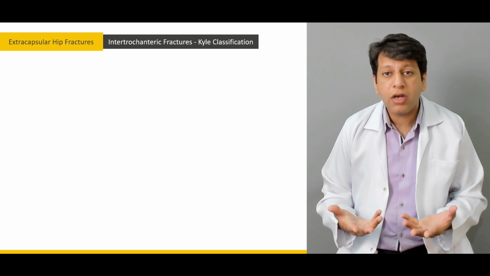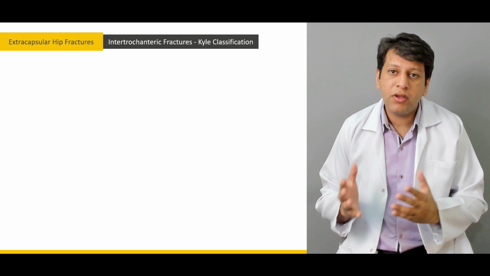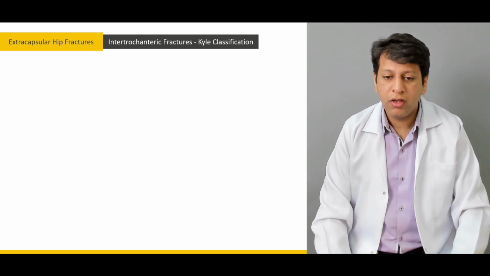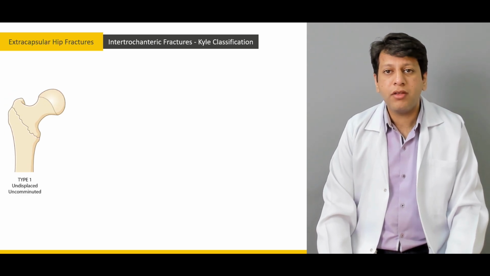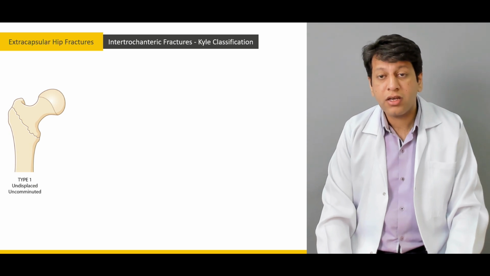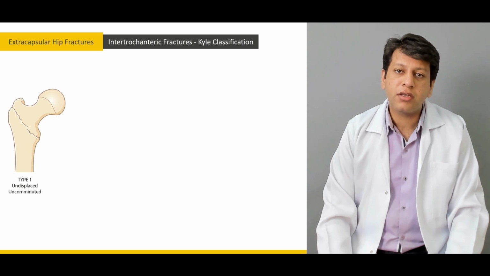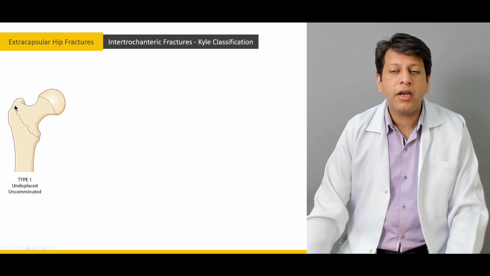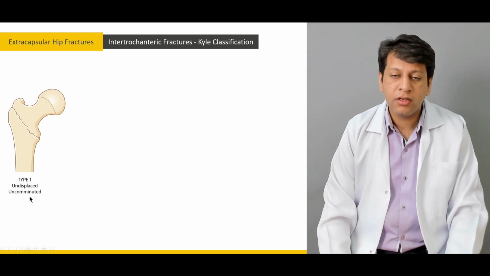First, I will be going through the Kyle classification, and I will briefly describe the Boyden-Griffin as well, and why we go for Kyle rather than Boyden-Griffin, or why we can use both interchangeably. Now, the Kyle classification depends upon the fracture line, pattern and comminution. Type 1 is undisplaced and uncomminuted. It's the classical intertrochanteric fracture. The fracture line starts right from the greater troch and comes all the way back to the lesser troch. This is Kyle type 1.